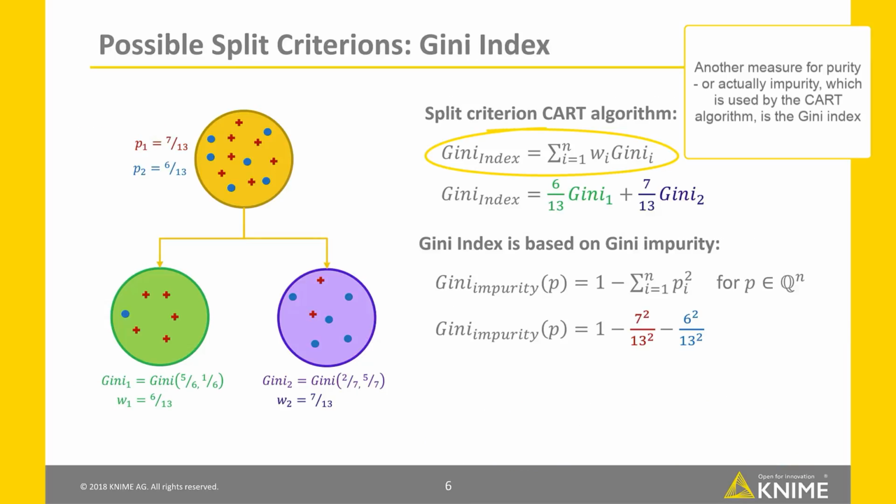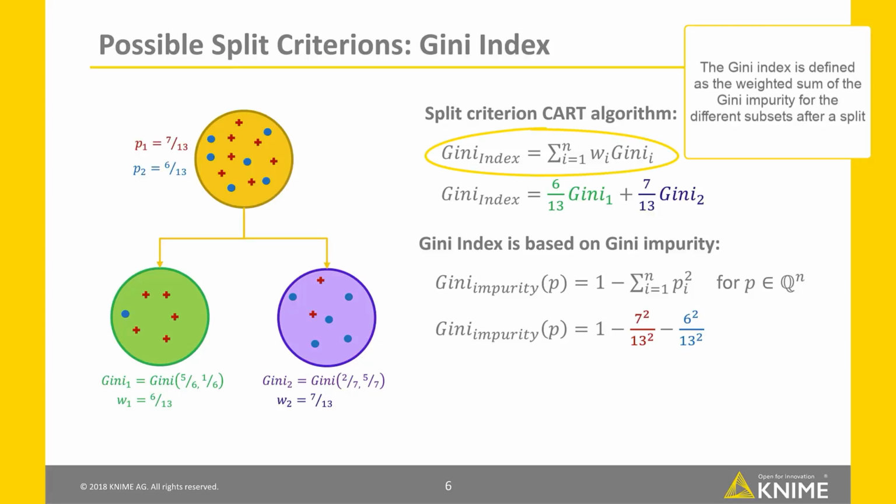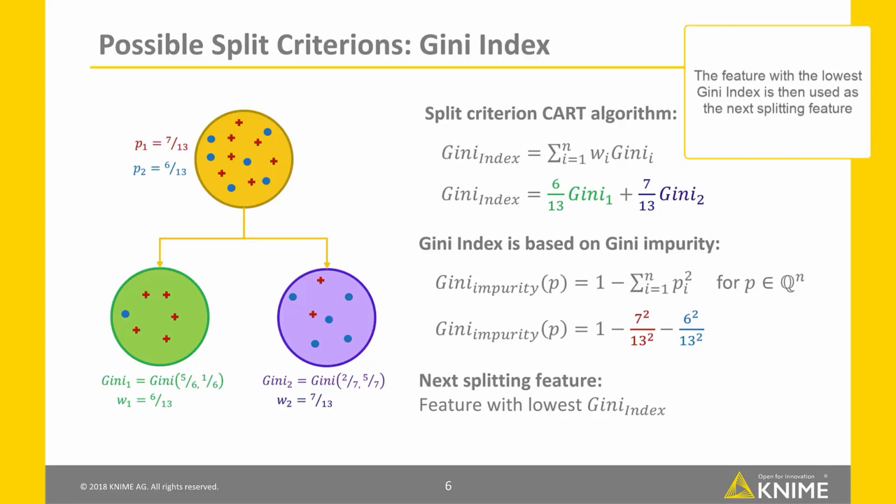Another measure for purity, or actually impurity, which is used by the CART algorithm, is the Gini index. It is based on the Gini impurity, which is defined as 1 minus the sum of the squares of the class probabilities of a dataset. The Gini index is defined as the weighted sum of the Gini impurity for the different subsets after a split. The feature with the lowest Gini index is then used as the next splitting feature.